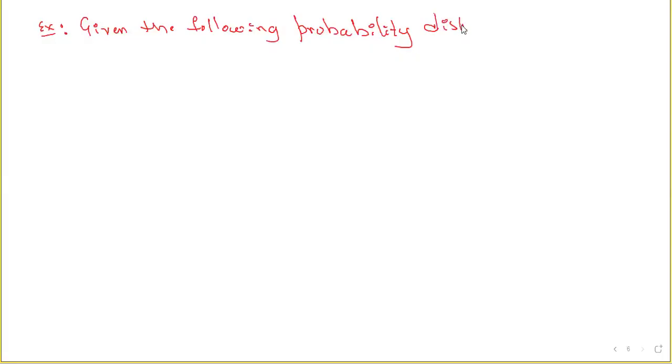Example. Given the following probability distribution, given distribution here x and p of x.